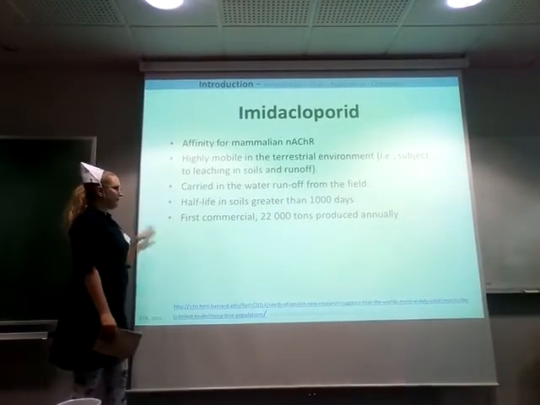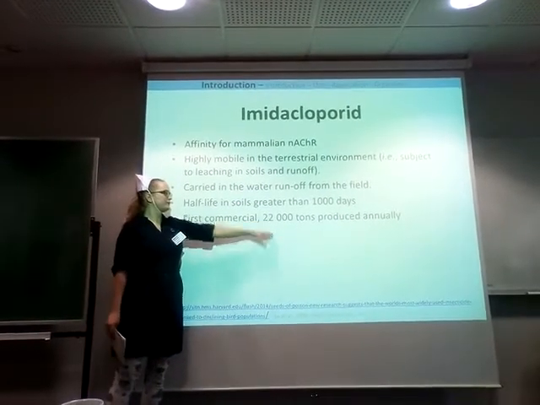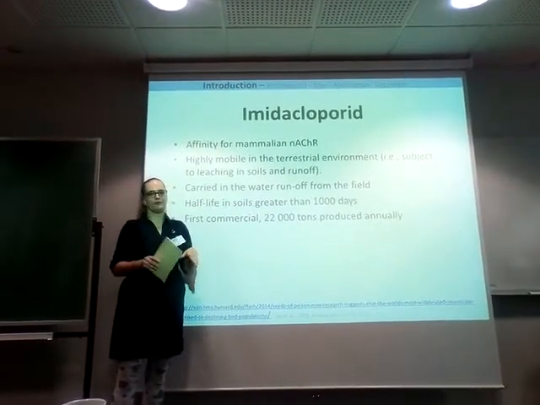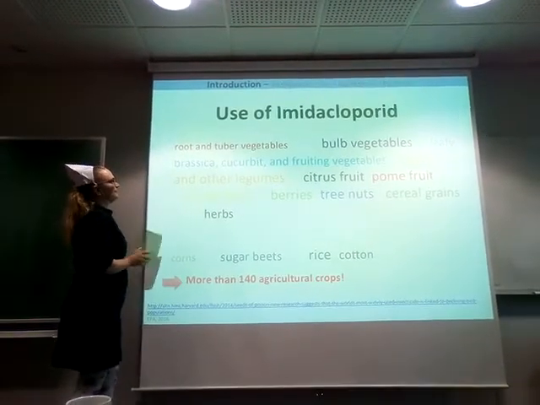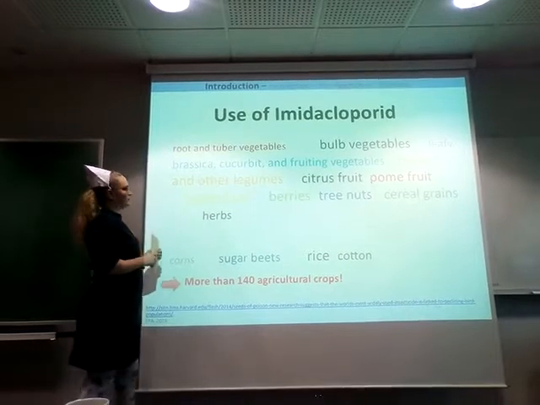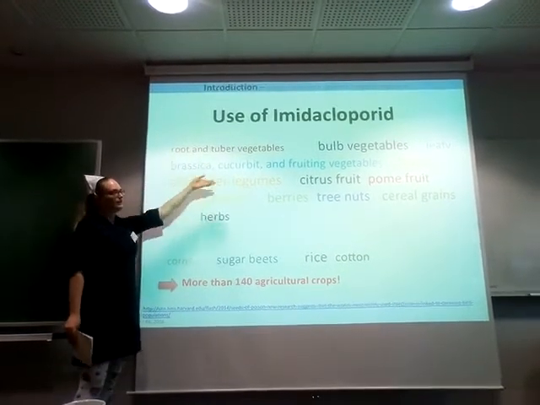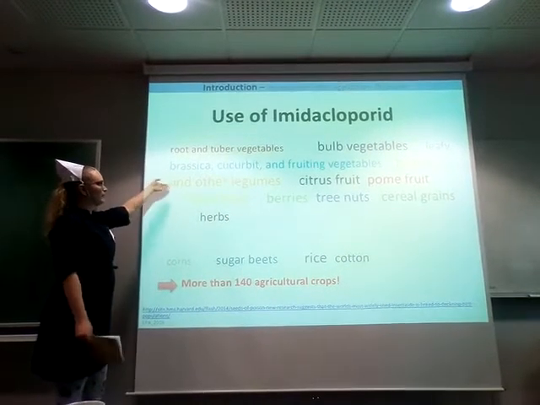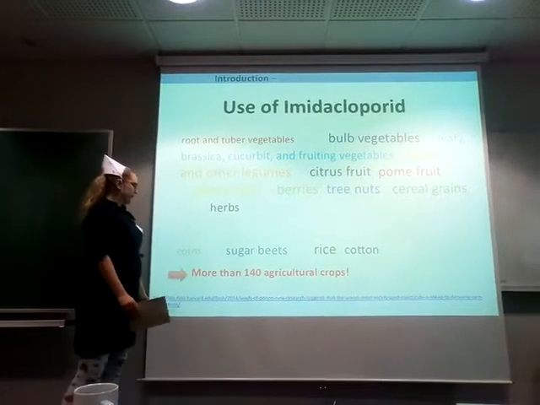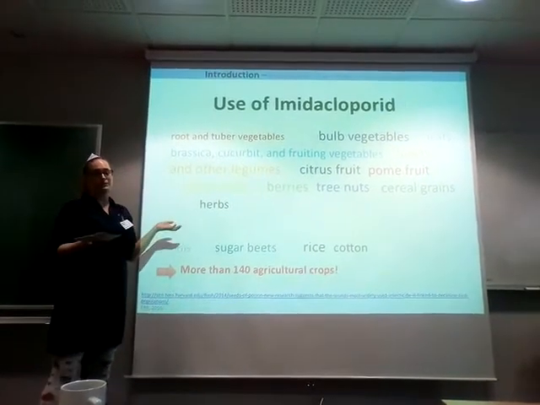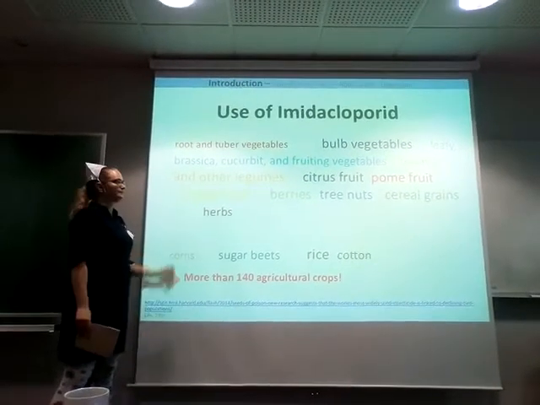And scary enough, a lot of it is produced annually. Actually, 22 tons of imidacloprid is produced annually. It is used for a wide variety of crops. This is just an example of some of the crops it is used for, from cotton to citrus fruit. Actually, more than 140 agricultural crops are treated with this chemical.